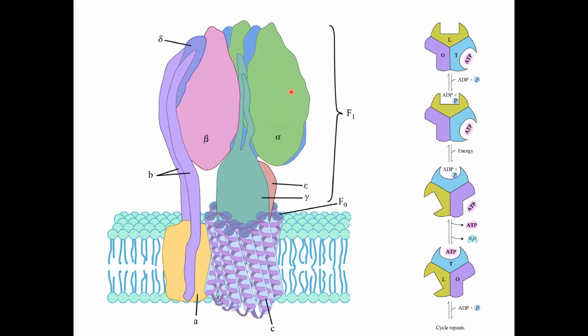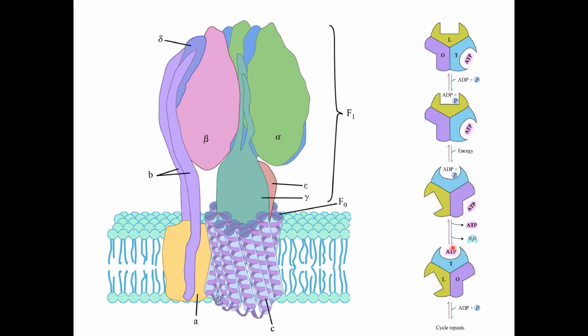These beta subunits, which are shown here, can have these different configurations. So it can have L, the loose configuration. And in this configuration, ADP and phosphate can bind. In the T configuration, which is this blue one here, ADP and the phosphate are brought in close proximity and ATP is formed. So you can see them being brought in close proximity to form ATP.